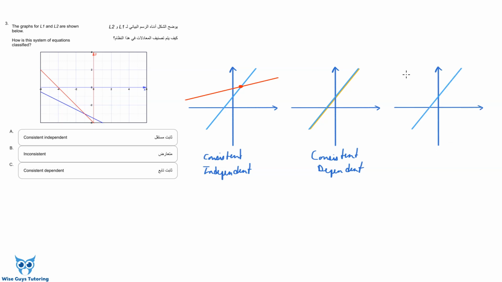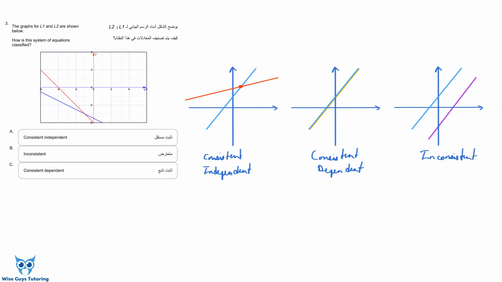And lastly, we have inconsistent. Inconsistent means that they actually don't intersect at all. And the only way two lines don't intersect is if they're parallel like this. So if these two lines are parallel, that means they will never ever touch and they will have no solution, and therefore we say they are inconsistent.